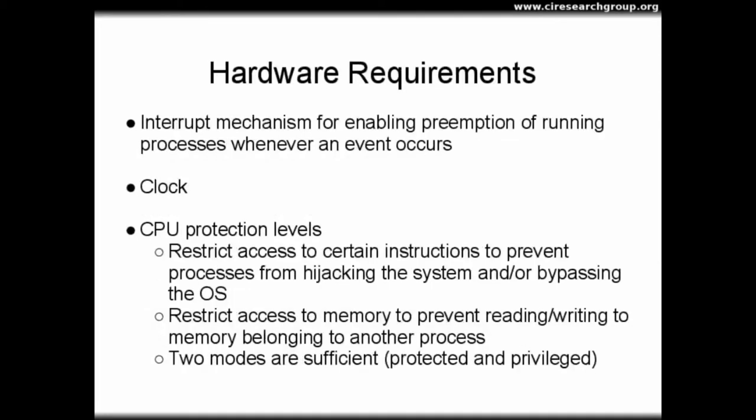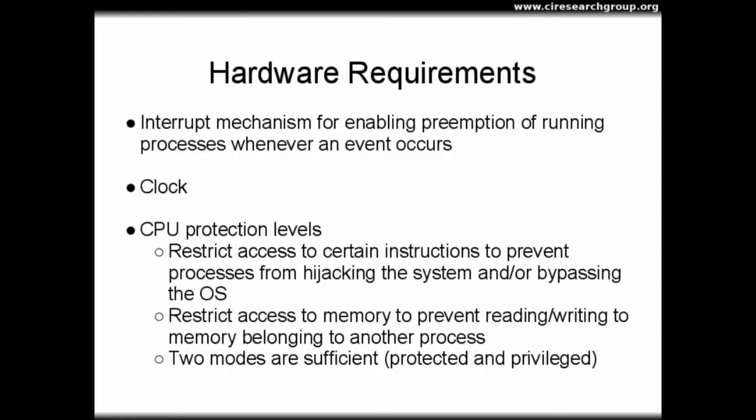Now, in order to support multiprogramming, we have to have certain features of our computer hardware. First of these is an interrupt mechanism for enabling preemption of running processes whenever some kind of event occurs. We have to have a way of stopping a process, handling an event, and then restarting the process. We need to have a clock so that we know how long a process has been running, and we need to have CPU protection levels to restrict access to certain instructions to prevent processes from hijacking the system or just trying to bypass the operating system altogether. We also need to restrict access to memory in order to prevent reading and writing to memory that a particular process does not own, that belongs to somebody else.